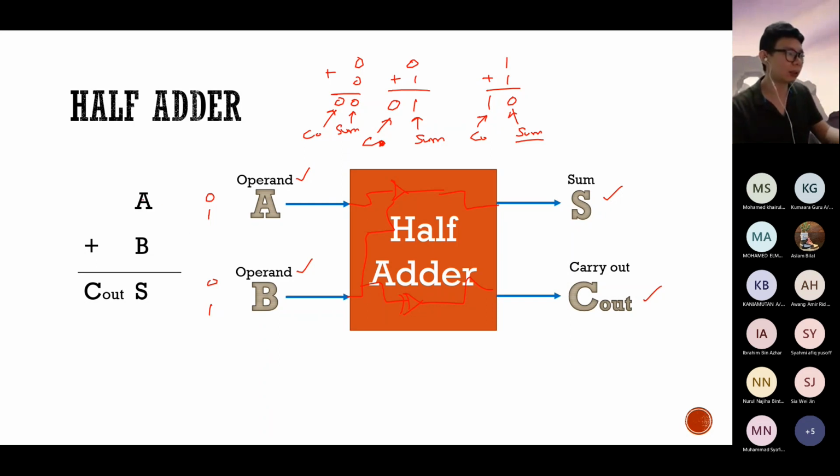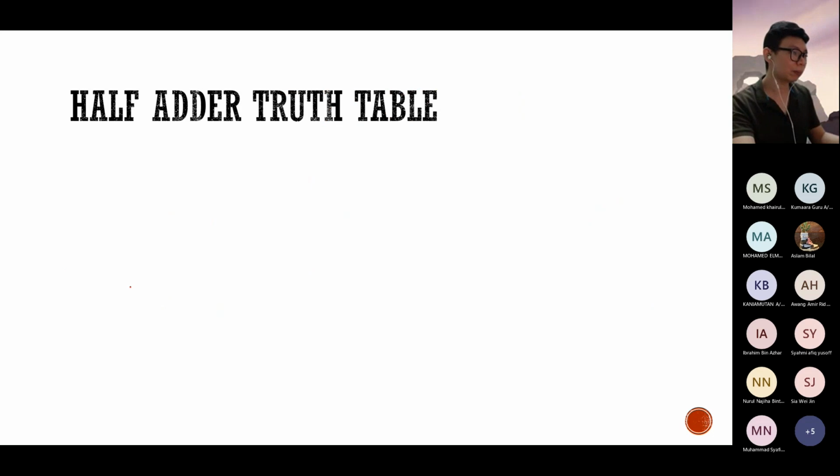What it does, it takes two numbers A and B, and then it gives you the answer by adding them into a sum and carry out. Okay, half adder. Simple, right? All right, let's take a look at the next one.